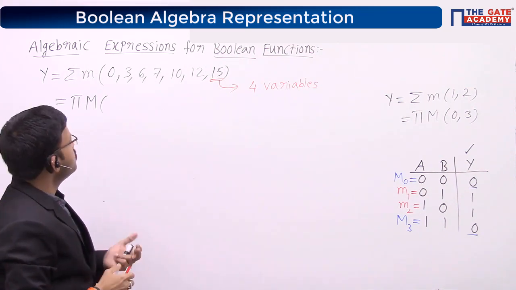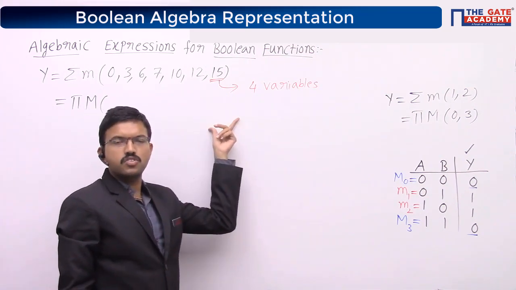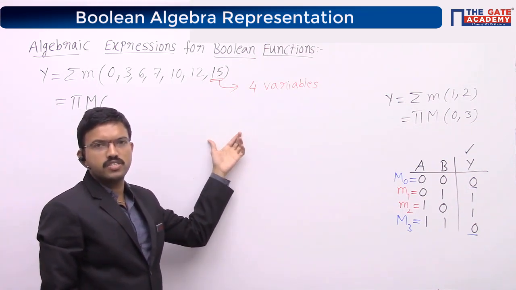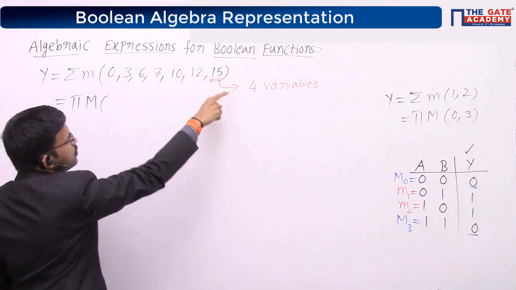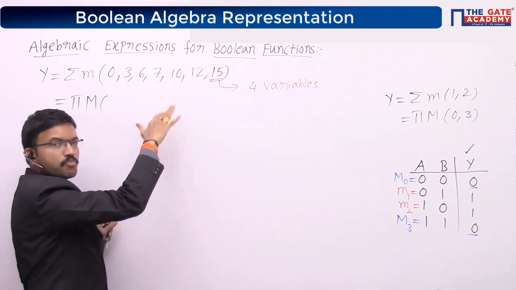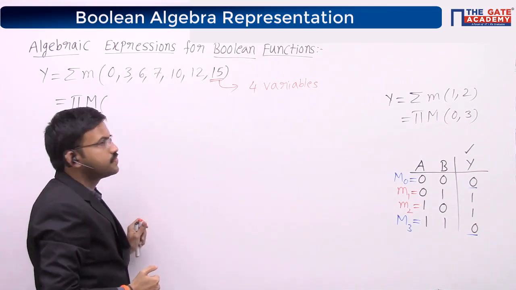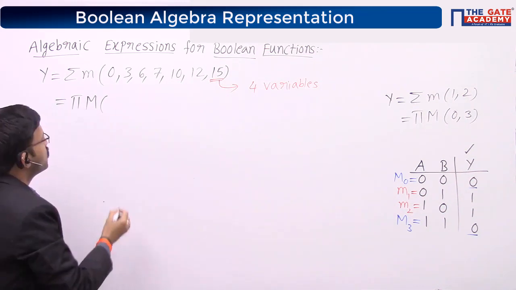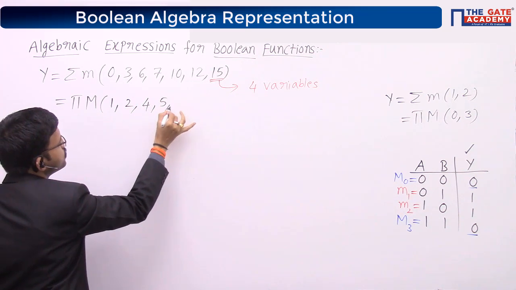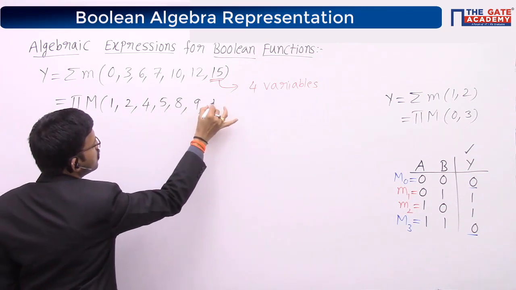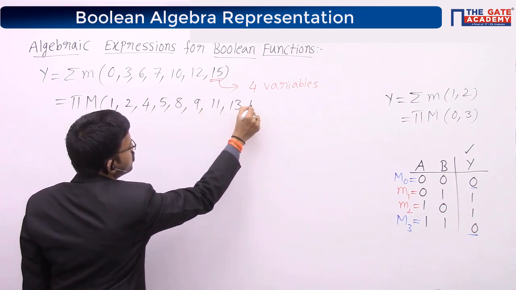So that means if you are having 4 variables, you will be having 16 combinations of zeros and ones, that means 0 to 15, right? Among which these are the minterms. So other than these, the remaining combinations will be the maxterms. You can write down those combinations. That means you will get 1, 2, 4, 5, 8, 9, 11, 13, 14.